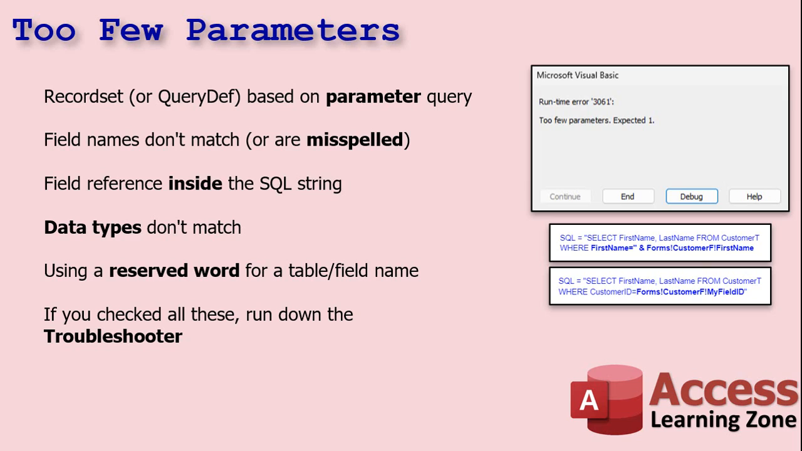All right, when you get a too few parameters warning message popping up, it usually means one of these things. It's almost always associated with you using a record set, or it could be a query def, but I'm going to focus on record sets since most people use those all the time. You've got it based on a parameter query, which is the obvious one. Your field names don't match or they're misspelled. You've got a field reference inside your SQL string, which Access can't figure out. Your data types don't match. You're using a reserved word for a table or field name. All right, those are the big ones. Let's take a look at each one of these.